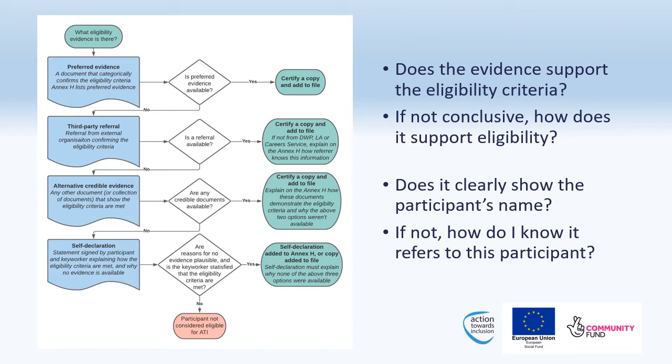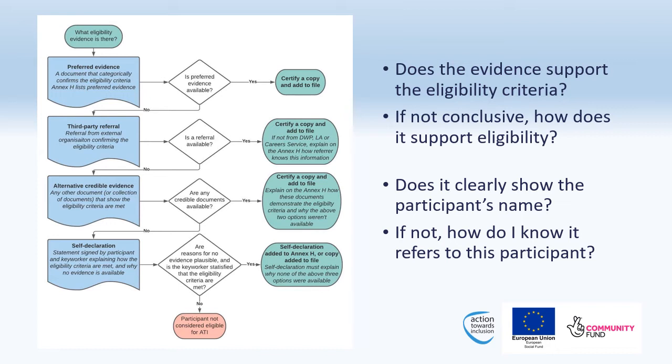Any available alternative credible evidence should have a copy taken and kept in the file, and also explain on the Annex H how these documents demonstrate the eligibility criteria, also including the reasons why no preferred evidence or third-party referral was available. If there is no evidence available at all, or no copy can be kept in the file, a self-declaration should be completed.